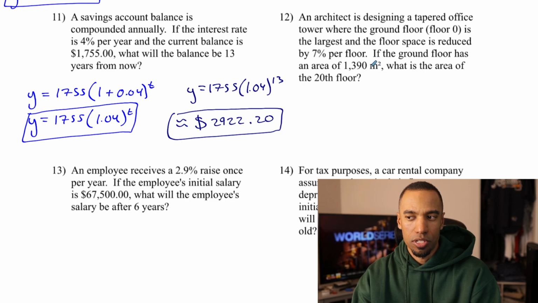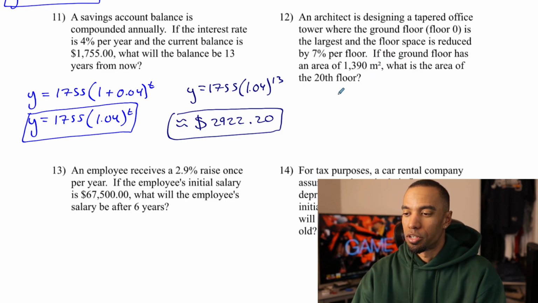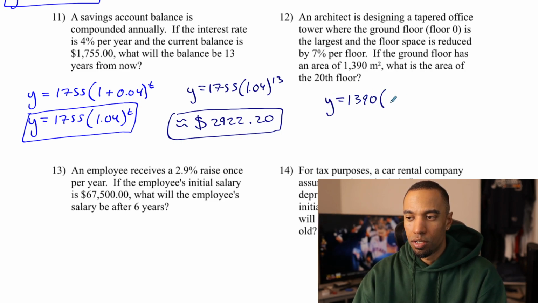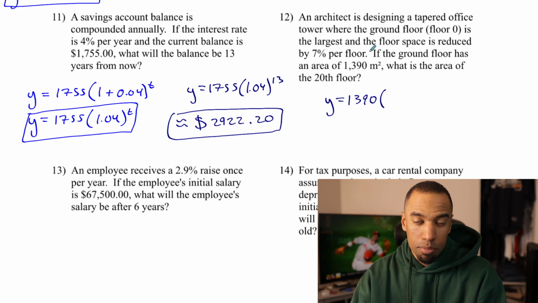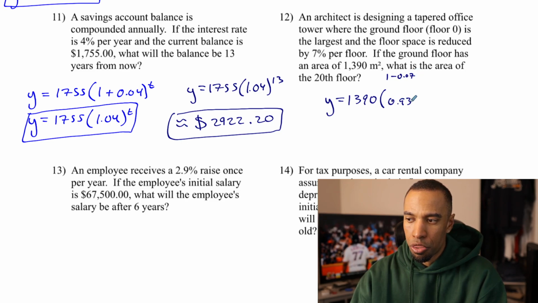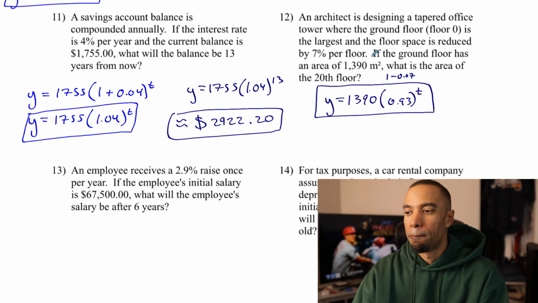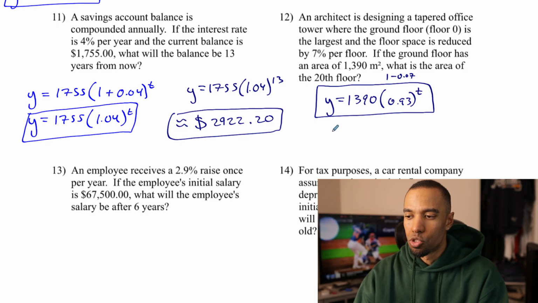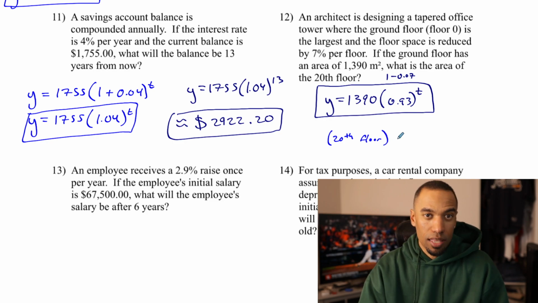Now you don't square 1,390. Those are the units, those are two-dimensional units right there. We're in meters here. So y equals, so the initial amount or the ground floor, T0, is 1,390. We are going to be taking away 7%. Now, we're going to be doing 1 minus 0.07, which is 0.93. I'm going to start writing that here on out so I just get my model. Okay. Now we're going to go ahead and substitute 20 in for T right here. So 20th floor. Understand, substituting 20 in there.